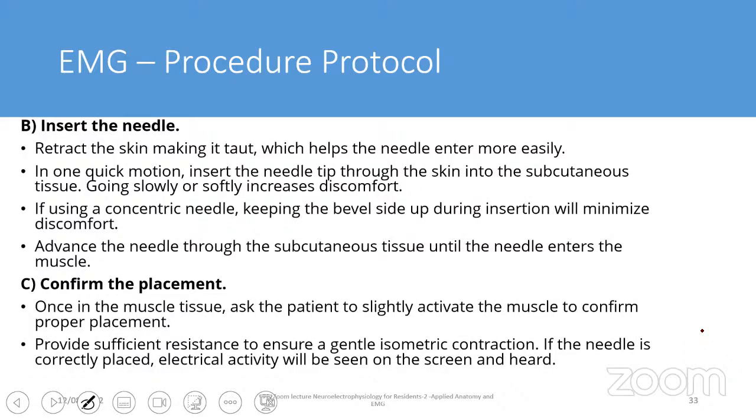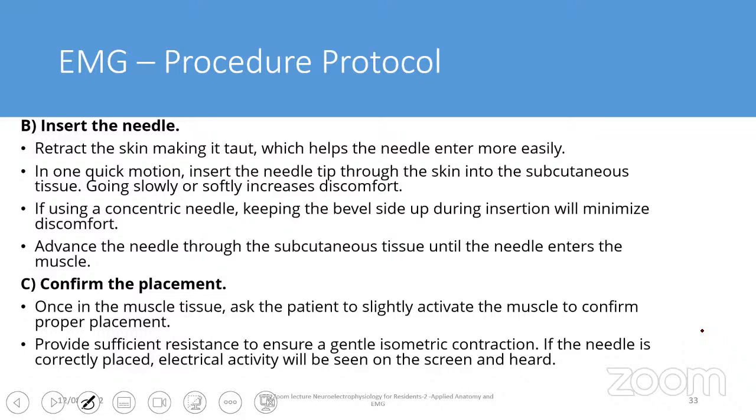Now, insert the needle. How will you insert? Retract the skin, making it taut, which helps the needle enter more easily. In one quick motion, insert the needle tip through the skin into the subcutaneous tissue. Going slowly or softly increases discomfort. So, when you're piercing the skin, it should be quick.